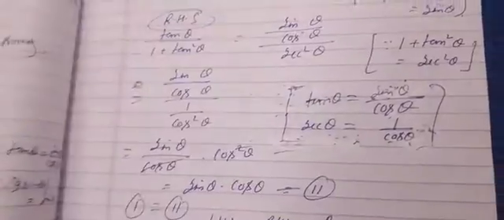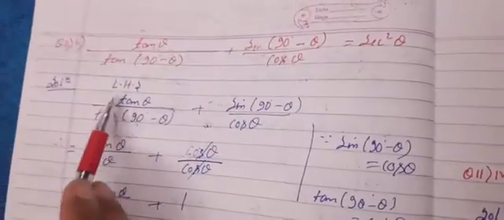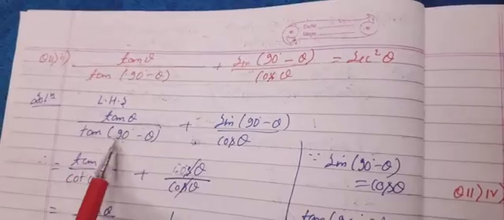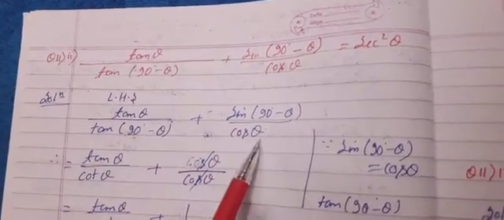Let's see the second one. In the book, question number 11 second: tan theta upon tan(90 degree minus theta) plus sin(90 degree minus theta) upon cos theta is equal to sec square theta. So please see here. I have copied the question. Then LHS: tan theta upon tan(90 degree minus theta) plus sin(90 degree minus theta) upon cos theta.